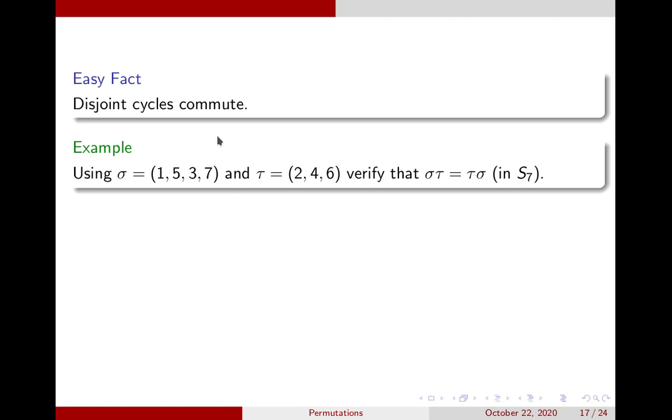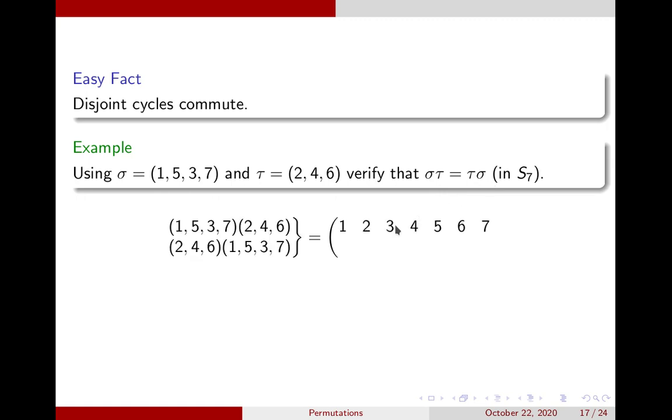And we could just verify that by taking these two disjoint cycles, sigma, which is 1, 5, 3, 7, and tau, which is 2, 4, 6. No number appearing in sigma appears in tau, so the cycles are disjoint. And now we simply calculate sigma times tau and tau times sigma, and check that we get the same answer. There isn't much to this.